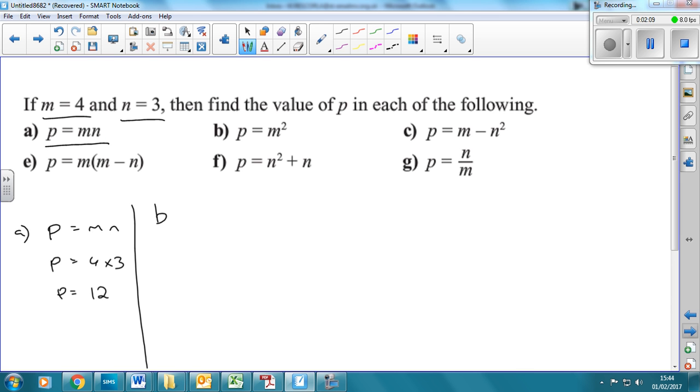Okay, let's have a look at B. So we've got p equals m squared. So again, m is 4, so you're going to write down that p equals 4 squared. Now remember, squared means times by itself. That's going to be 4 times 4, so you're going to get p equals 16 for that one.